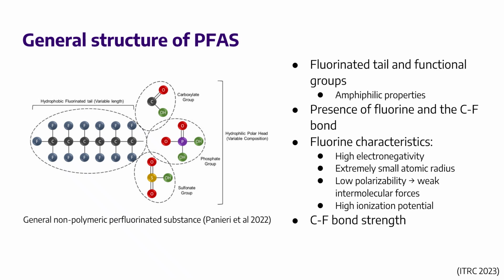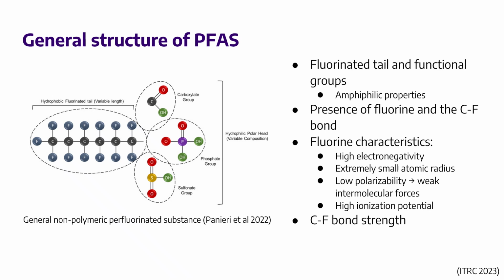Fluorine, by its own merits, has characteristics that contribute to the structure and function of PFAS. So fluorine has high electronegativity, and that contributes to thermal and chemical stability, as well as strong acidity. Fluorine is also a very small chemical. It has extremely small atomic radius, so that contributes to chemical stability. Fluorine has low polarizability, which means it has weak intermolecular forces, and that contributes to the surfactant behavior.